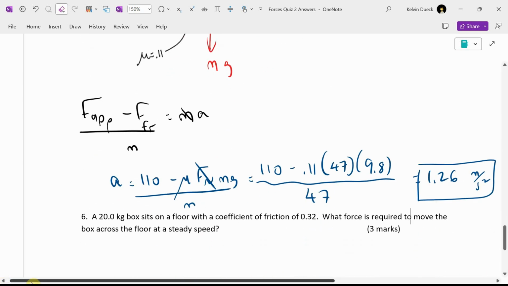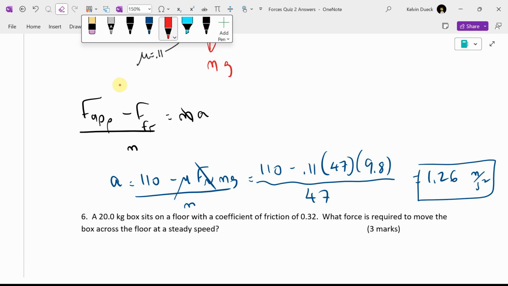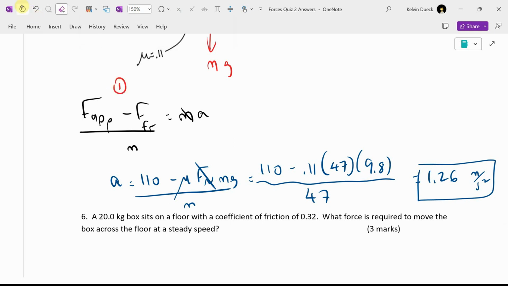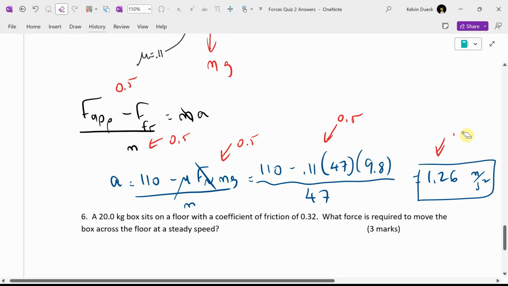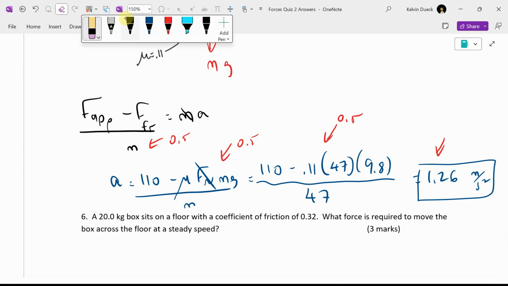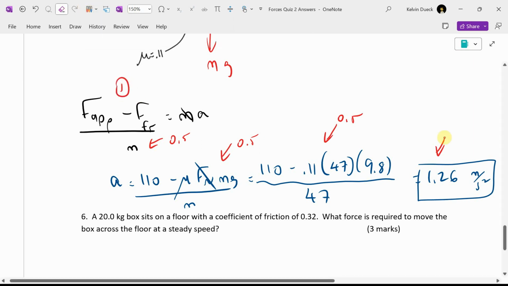Otherwise, 3 marks, I'd probably go something like this. Half mark for that, half mark for dividing by the mass, half mark for sticking in mu mg, half mark for the numbers, and a half mark for the answer. Is that 1, 2, 3, 4? Nope, it's going to have to be 1 whole mark for the answer to make the math work. You know what? I'll give you 1 mark for the original equation, because that's the tricky part.